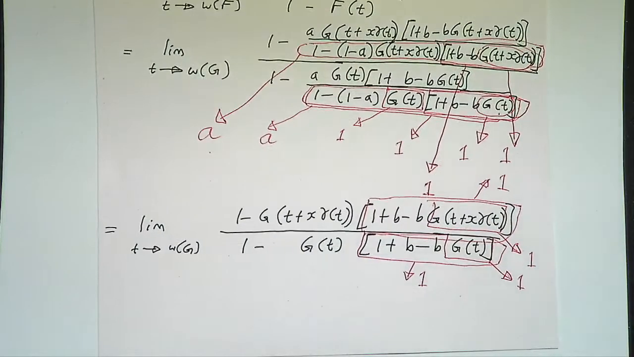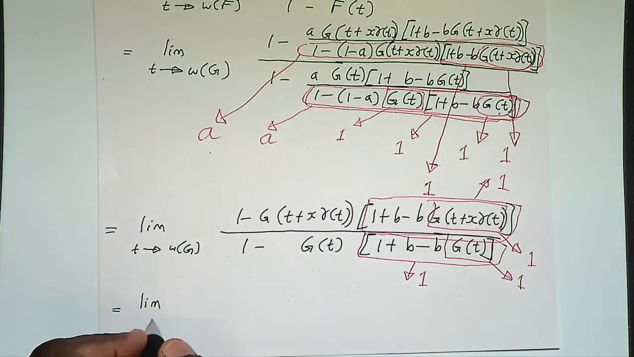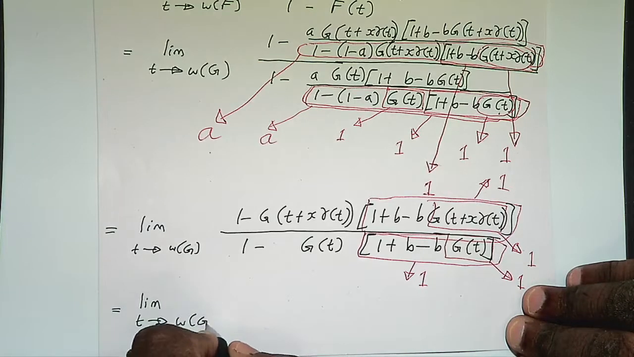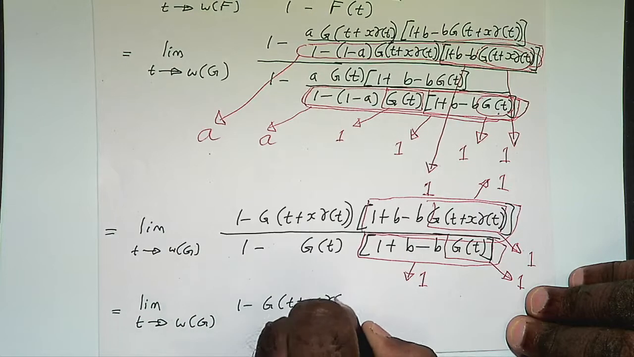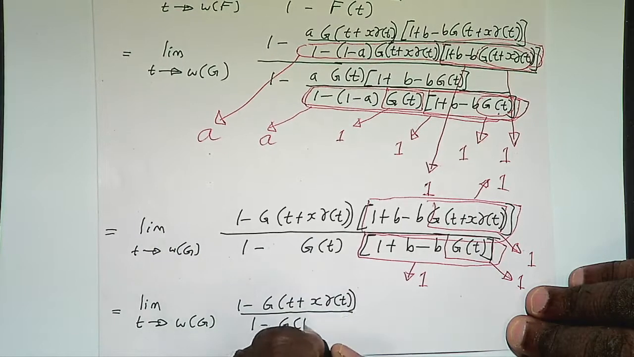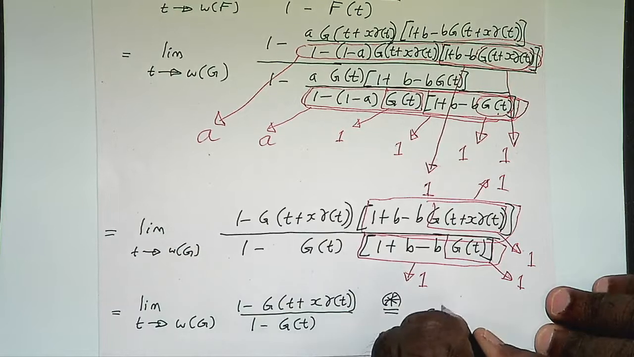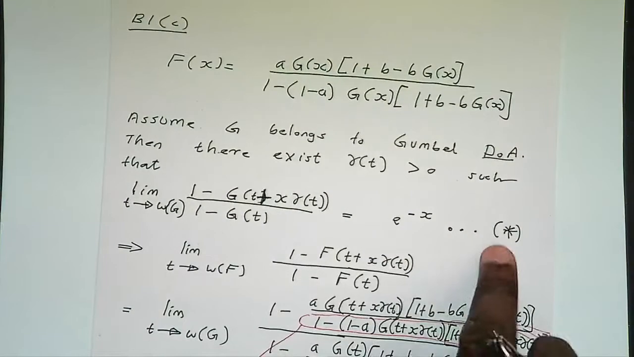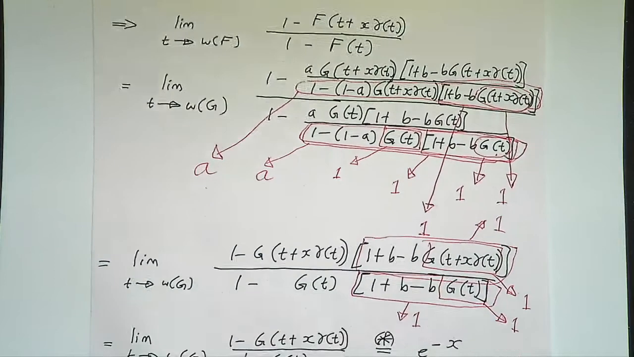So what you're left with is simply the limit as t approaches w of g of 1 minus g t plus x gamma t divided by 1 minus g t, and because of star, this is equal to e to the minus x. The star is what I said before. So we have proved that if G belongs to the Gumbel domain, F also belongs to the Gumbel domain.